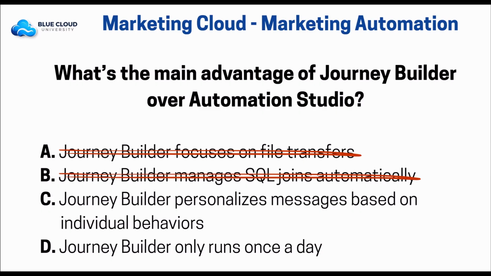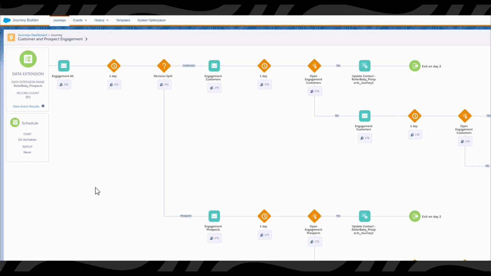Now, answer C says Journey Builder personalizes messages based on individual behaviors. And ding, ding, ding, we have the right answer. We'll come back to this in just a moment. Let's take a look at answer D, which says Journey Builder only runs once a day. Well, the simple reality is that Journey Builder actually runs all the time.